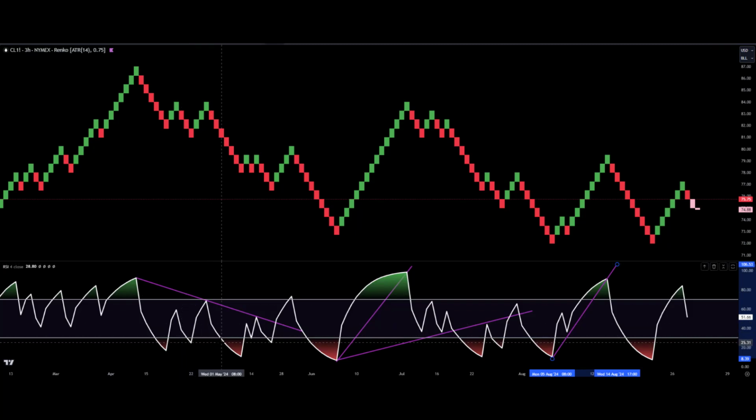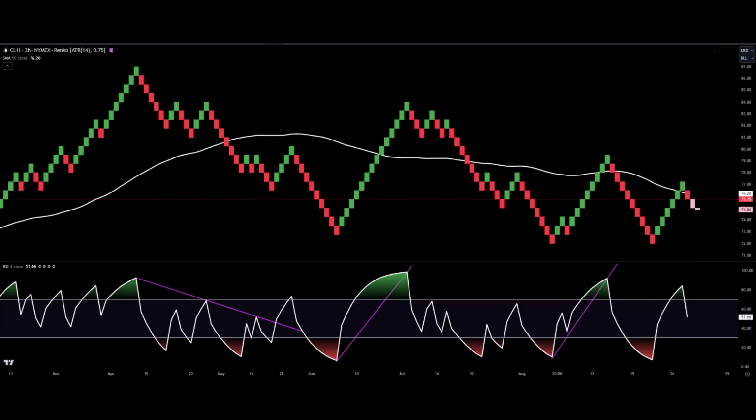Well, when the RSI breaks above a downtrend line while the Renko bricks turn green, consider that a long entry trade. And conversely, when the RSI breaks below an upward trend line, while the Renko bricks turn red, consider that a short trade. So how do we get out of that? Well, we hold the trade until the RSI approaches the opposite extreme, maybe 70 for long, 30 for short, or until the Renko bricks reverse.